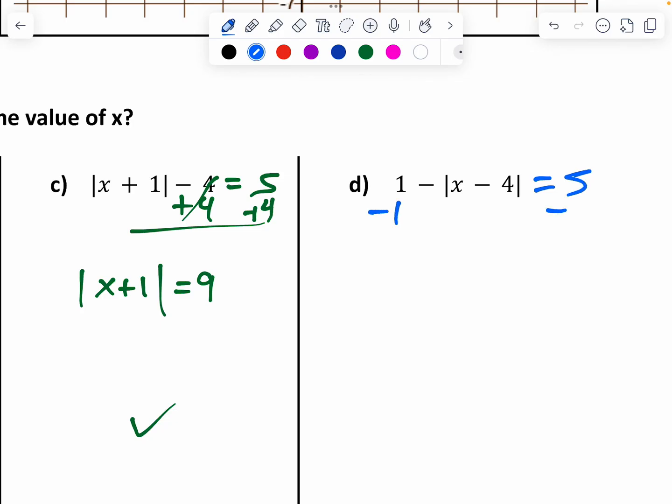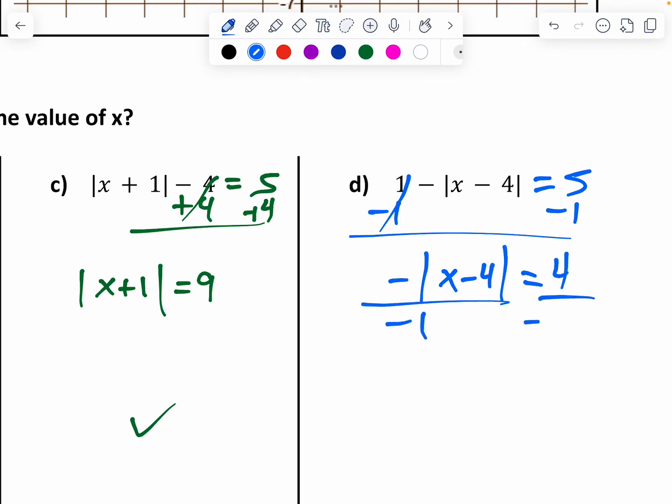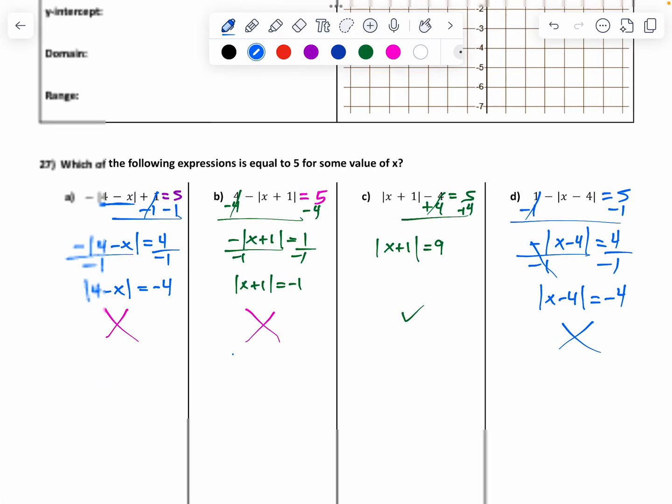And you kind of see the same pattern. This is negative absolute value equals 4. Divide by -1. And once again, it's absolute value equals a negative. So again, not okay. So the only answer that is possible for some value of x is C. We don't have to know what value of x, just which one's possible.